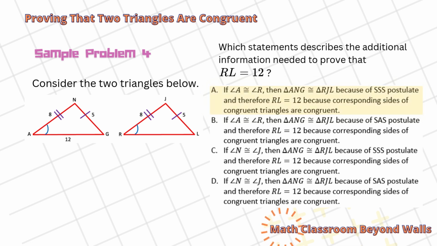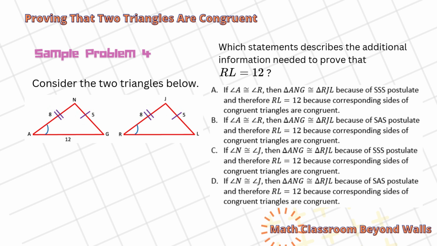Now, let us examine the drawing and see if we have an SSS postulate displayed on it. Learners, we do not see an SSS postulate on our drawing. Only 2 pairs of sides are marked here, not 3 pairs. The added information is on angles, not sides. Therefore, the additional information does not prove that the triangles are congruent, so we cannot conclude that RL is 12.